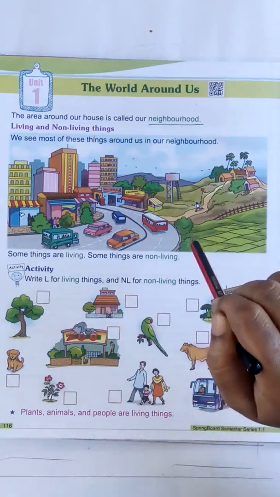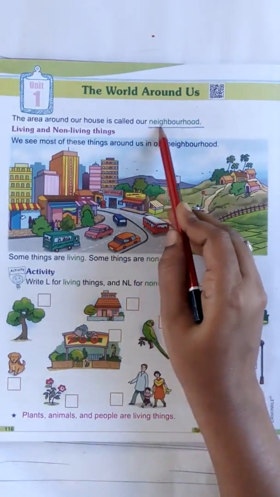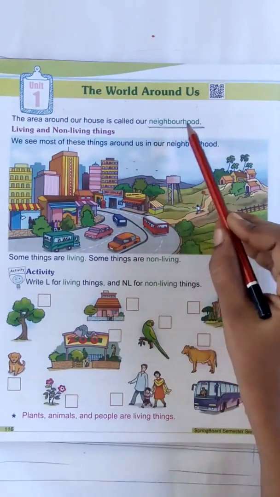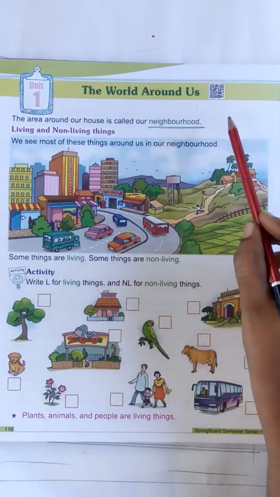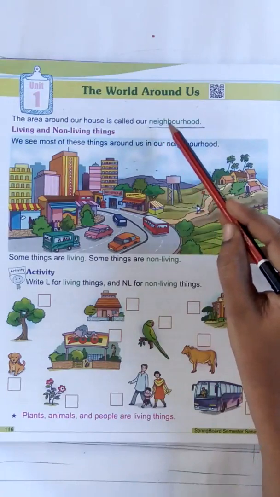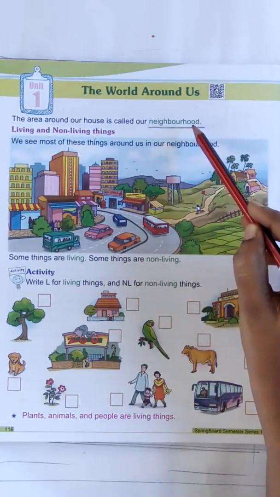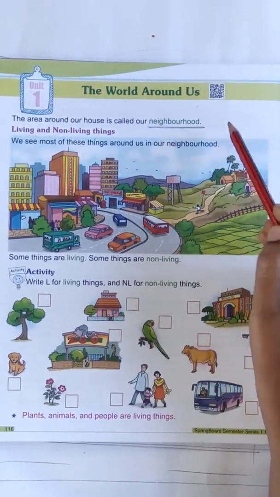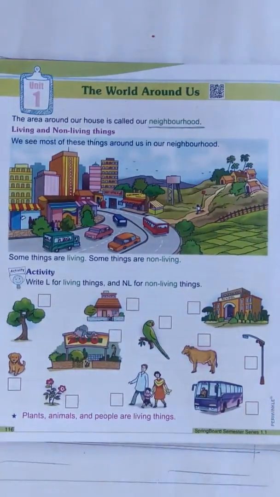Okay, all of you spell and underline the neighborhood spelling. N-E-I-G-H-B-O-U-R-H-O-O-D, neighborhood. Once again, N-E-I-G-H-B-O-U-R-H-O-O-D, neighborhood. And write it 5 times in your rough notebook.